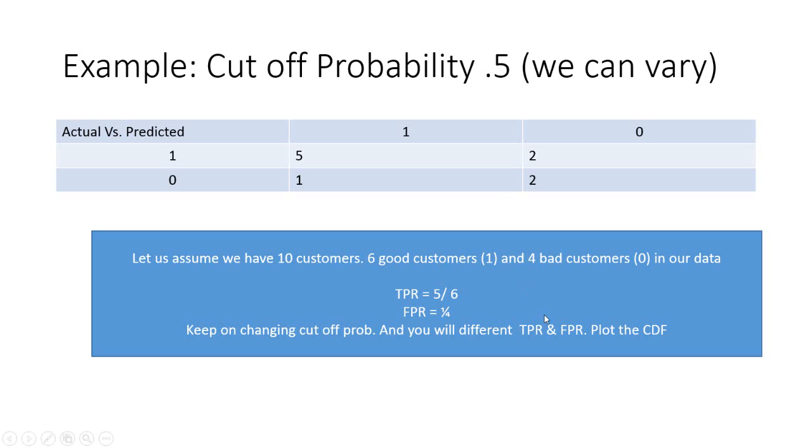The first box, row 1 column 1, is the true positive count. The actual is 1 and the predicted is also 1. How many cases are there? 5 cases. So that is the true positive case. Similarly, in the next one, the actual is 1 but the predicted is 0. In the third one, the actual is 0 but the predicted is 1. The actual says it's a bad customer but the model says it's a good customer. So that's again a mismatch. The last one is a bad customer predicted as bad as well.